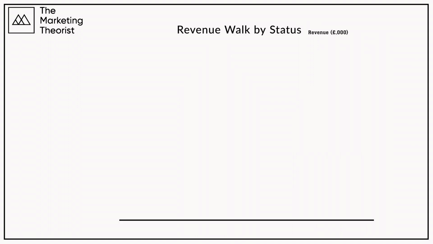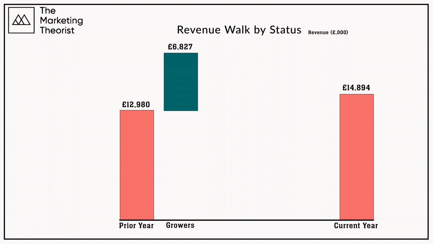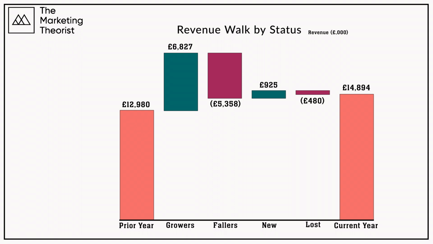The tool will automatically show you a revenue walk from prior year revenue to current revenue. So it shows how much growth came from the growers, how much was lost by the fallers, how much growth came from new customers, and how much was lost from the ex-customers. And you'll also see how revenue has migrated between the quartiles over time. Here's an example of what I mean.